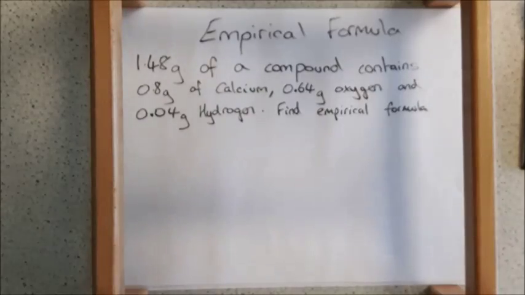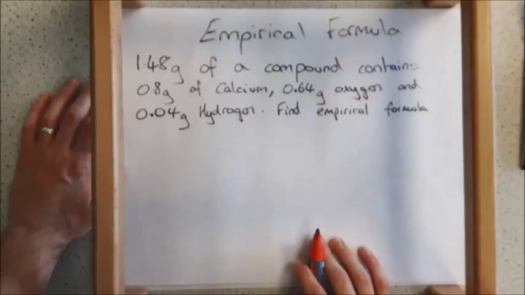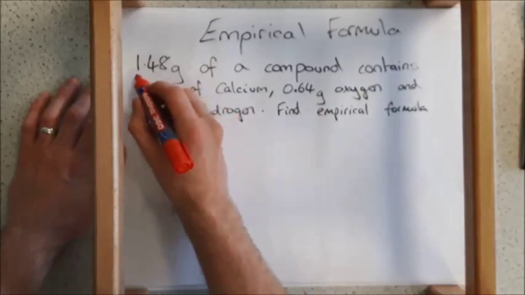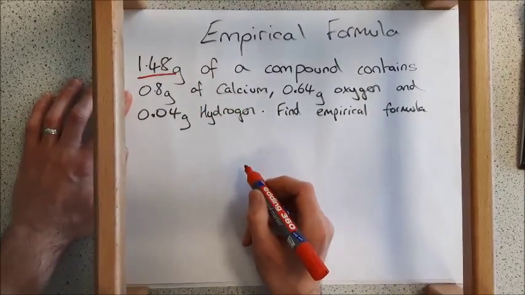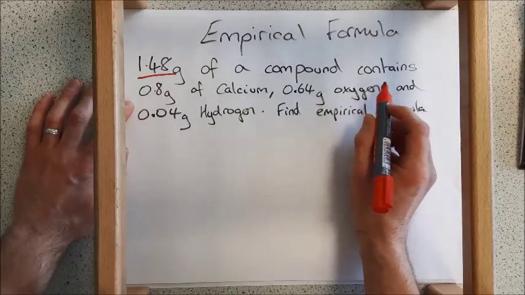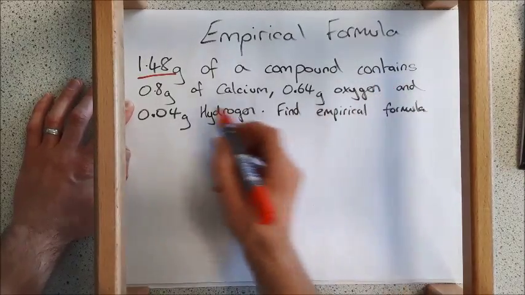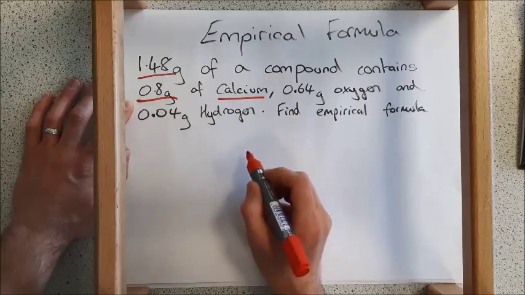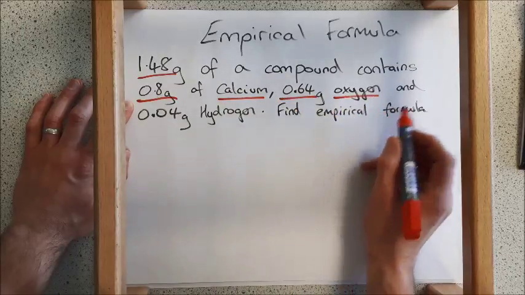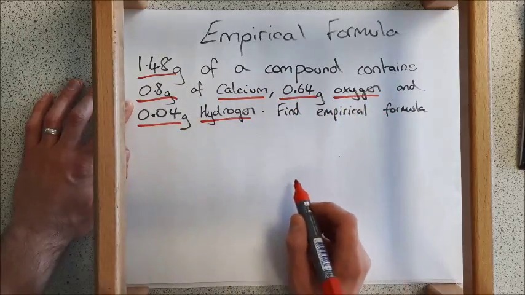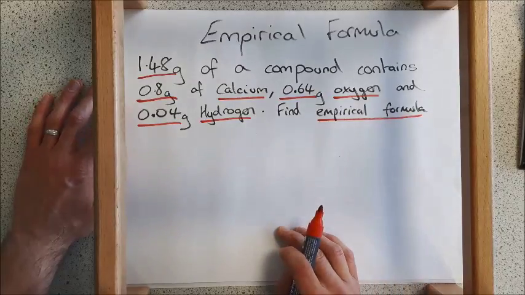So the first thing, bit of exam technique. First thing to do is go through and highlight the key bits of the question. So I've got 1.48 grams of a compound. That might be important. And it contains 0.8 grams of calcium, 0.64 grams of oxygen, and 0.04 of hydrogen. And then I've got to find the empirical formula.